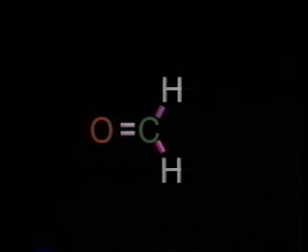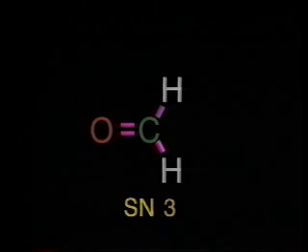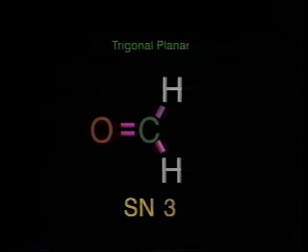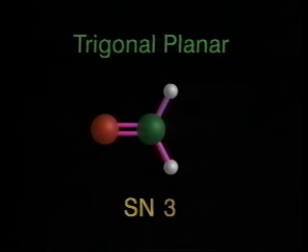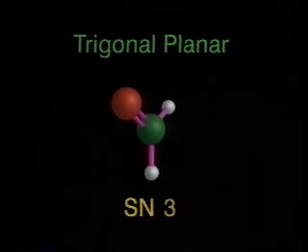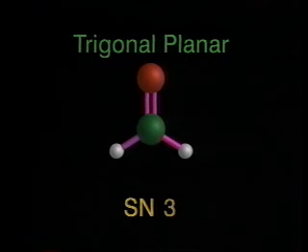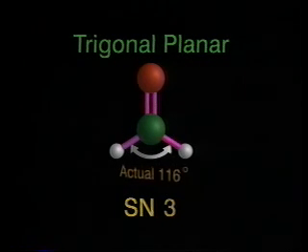Formaldehyde, CH2O, has 2 single bonds and 1 double bond. The steric number of 3 predicts a trigonal planar shape. The double bond, however, acts similarly to a lone pair, repelling the bond pairs and decreasing the ideal 120 degree bond angle to an actual bond angle of 116 degrees.